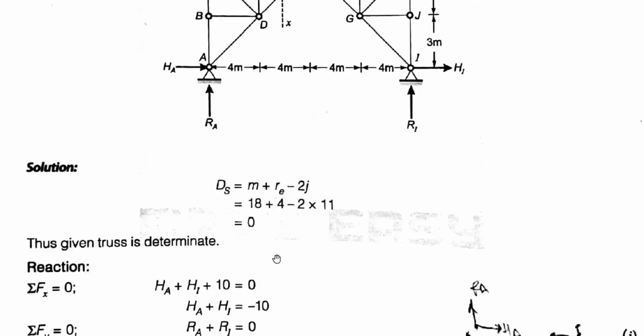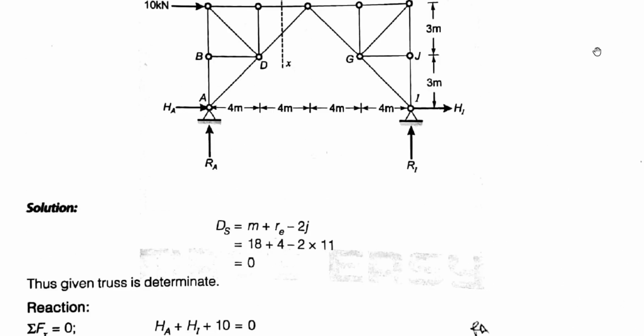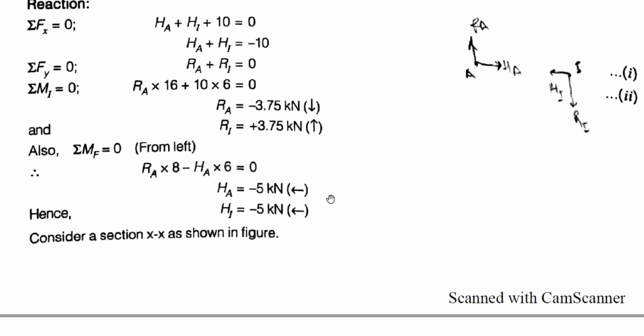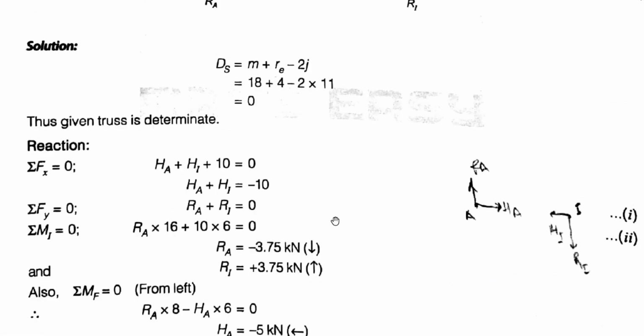So minus 5 means we are considering this HA value from left to right, and our result will be minus. So it is acting in this direction from right to left. That's why I'm showing here the arrow from right to left, and HI is also from right to left.